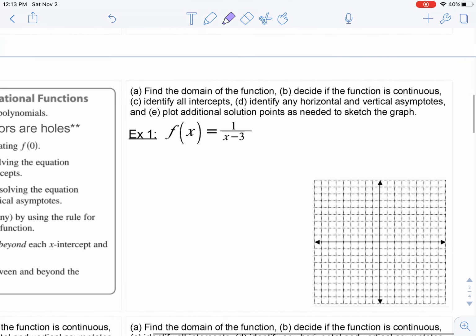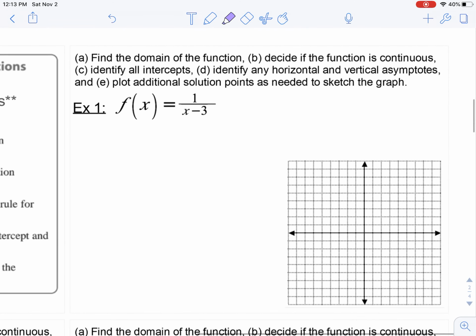So if you look at this first example, it breaks it down into A through E steps here. So if I start with A, it says find the domain of the function. So on this one, the domain would be all real numbers except for what would make the denominator 0. So in this case, except for x equals 3. For B, there were no common factors that were canceled out, so there's no holes, so that means this is continuous.